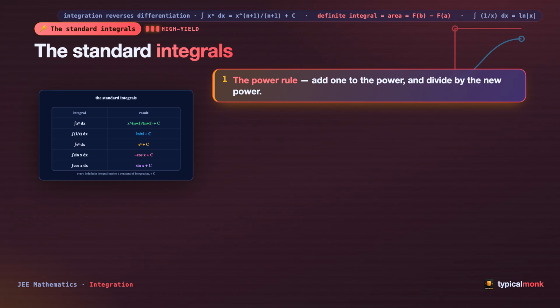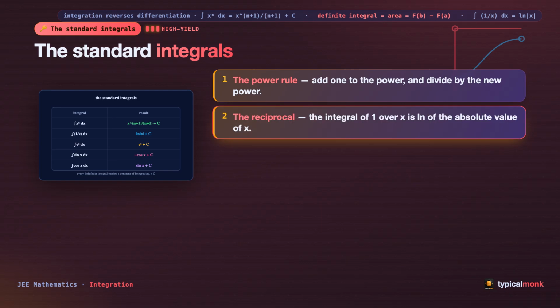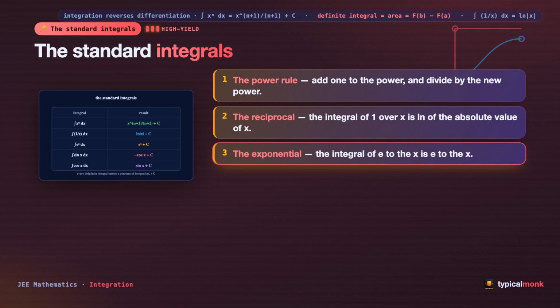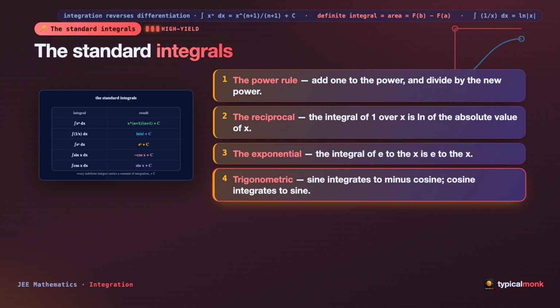Now look at the picture. The standard integrals gathered together. The power rule. Add 1 to the power and divide by the new power. The reciprocal. The integral of 1 over x is the natural log of the absolute value of x. The exponential. The integral of e to the x is, beautifully, e to the x again. Trigonometric. Sine integrates to minus cosine, and cosine integrates to sine.